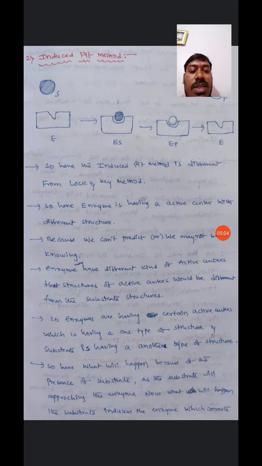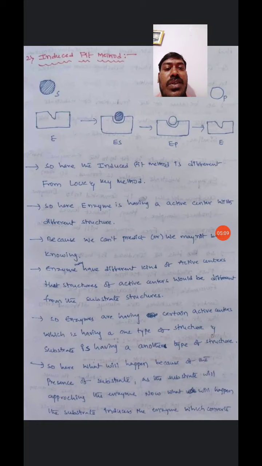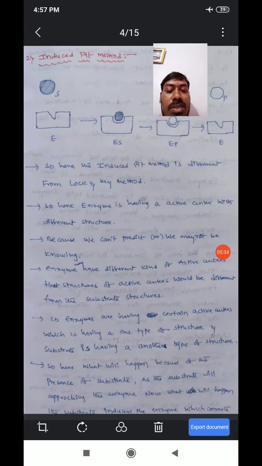So next, the second one, the induced fit method. This is the process of the induced fit method. Here the induced fit method is different from the lock and key method. So here the enzyme has an active center with a different structure, because we can't predict it, or we may not know it.